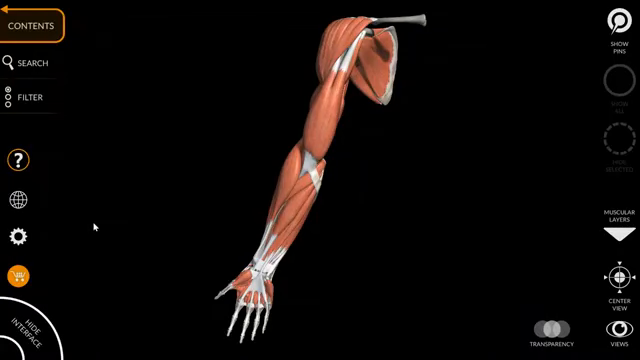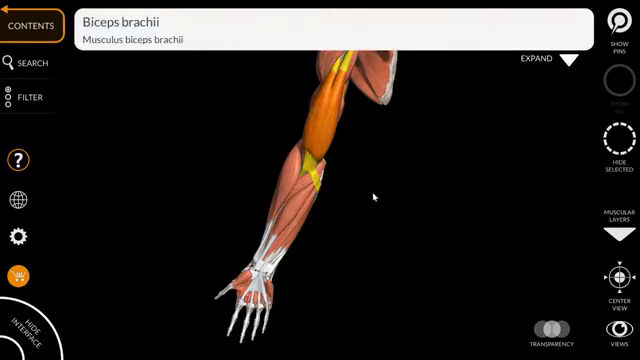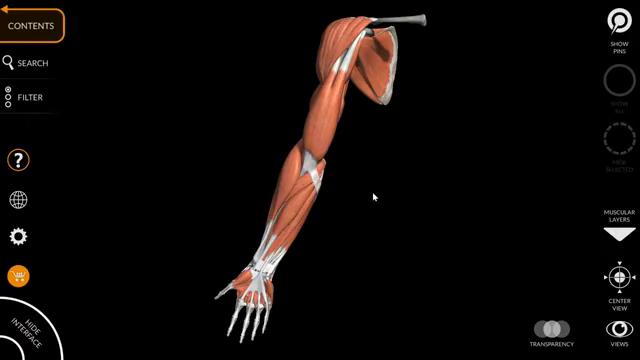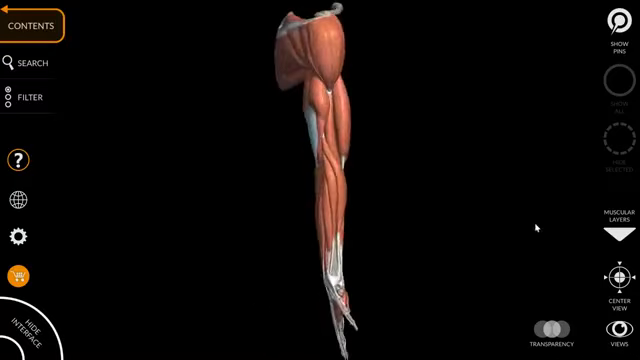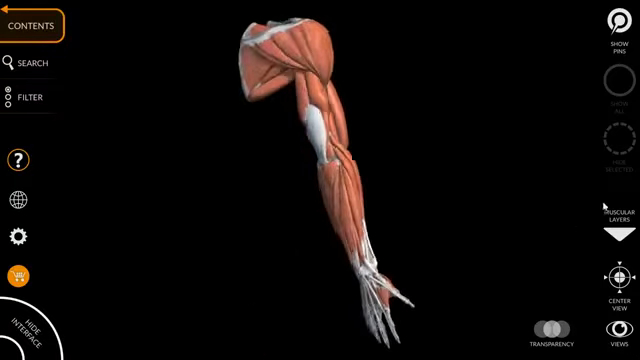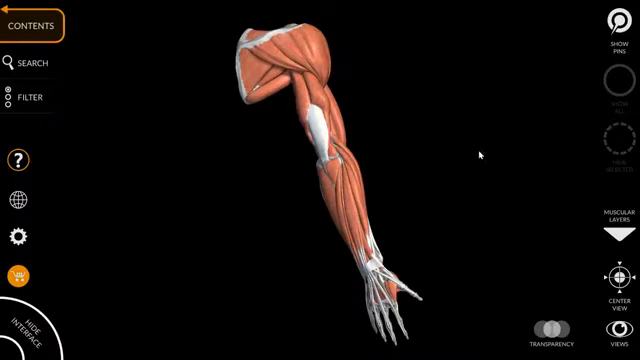All right. So this upper limb is a 3D model. You can see here that this is the right upper limb and we have placed it in the anatomical position. Now I'm going to show you the posterior aspect, because we are discussing the posterior component of the forearm as well as the lateral component.